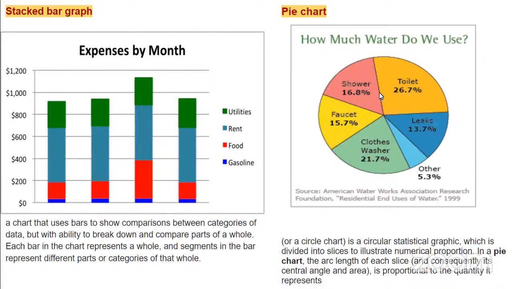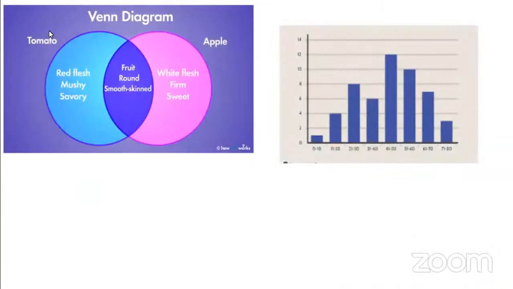So you see now the one for shower has a 16.8% share, but it is smaller than, let's say, the one for toilet, and then it was slightly bigger than the one for, let's say, faucet or leaks. So you can use a pie chart to break down the visualization that you want to see. So, a Venn diagram.